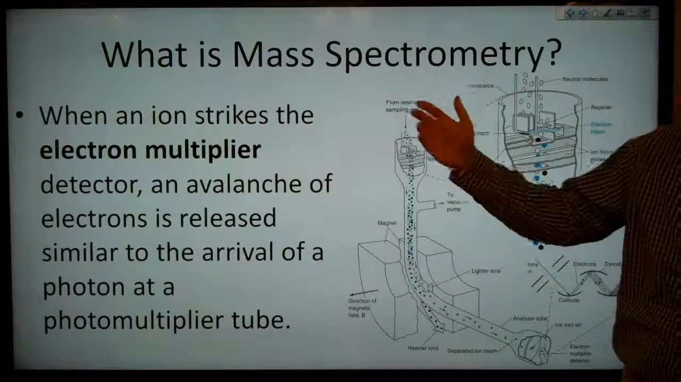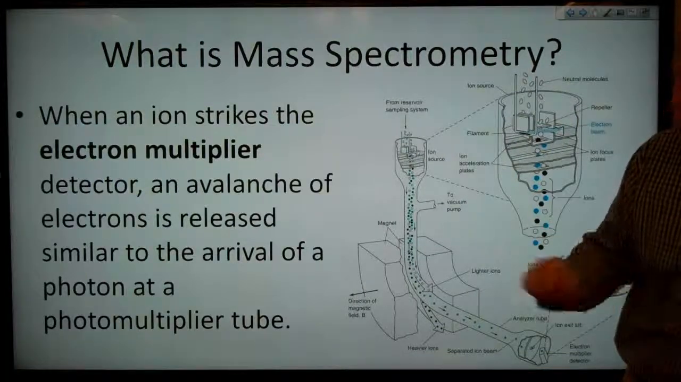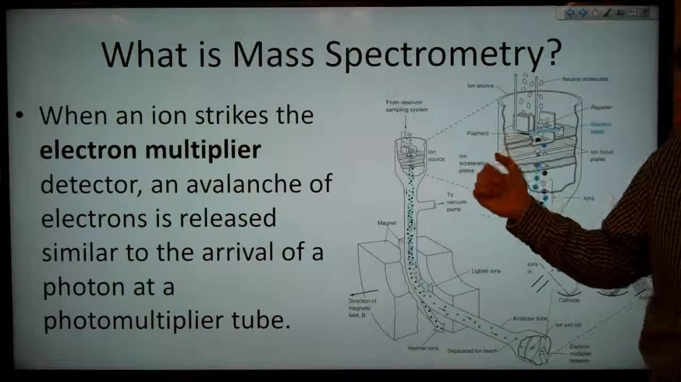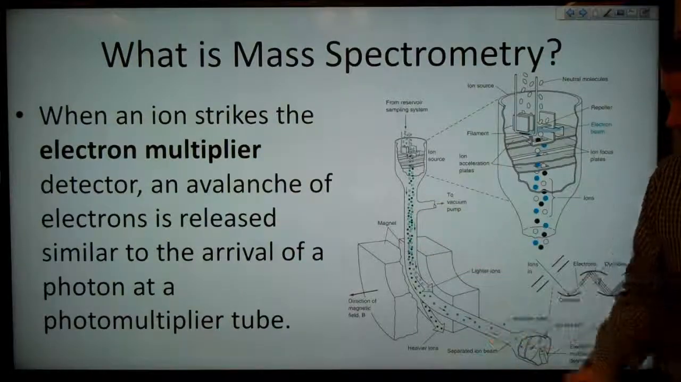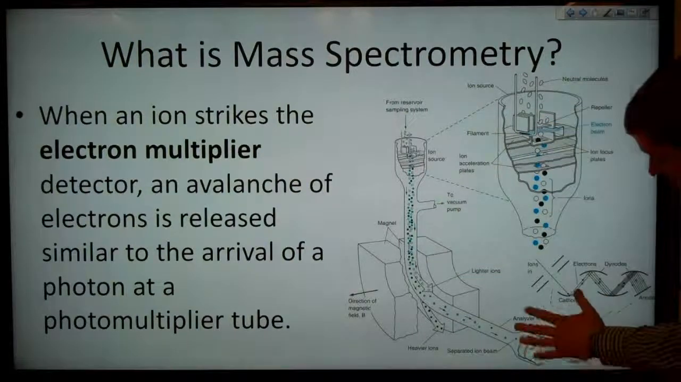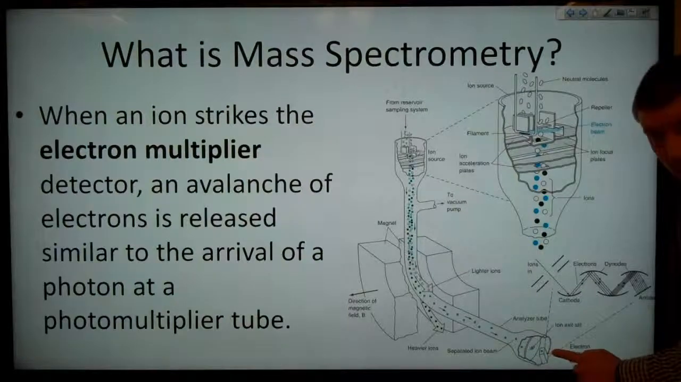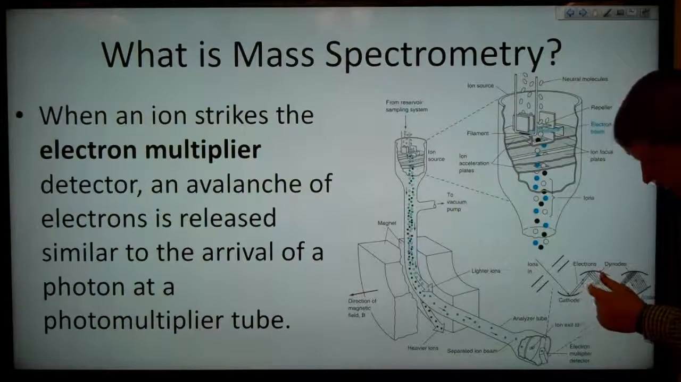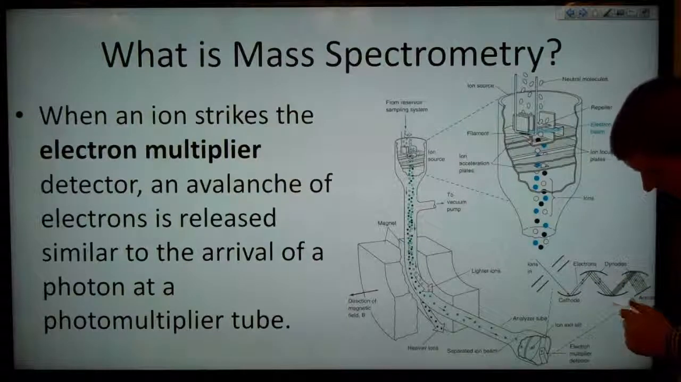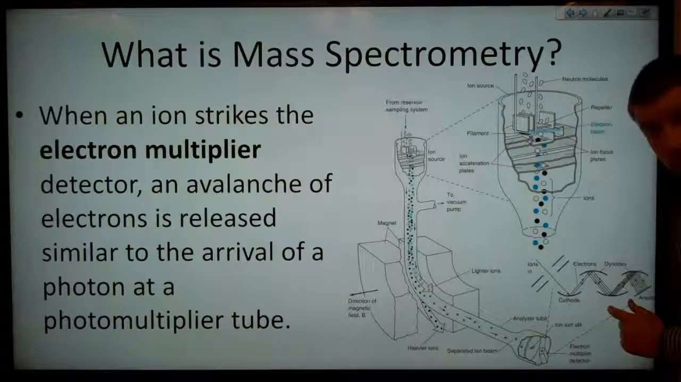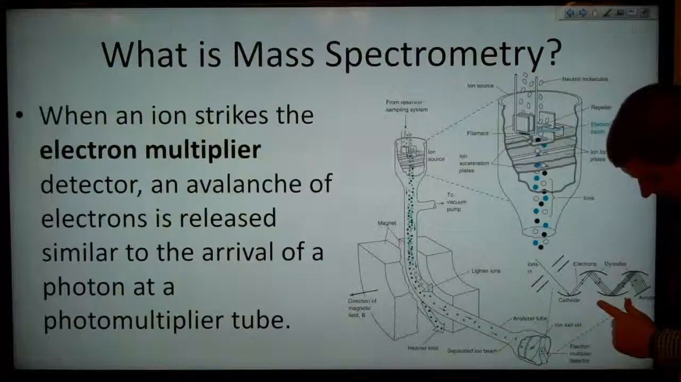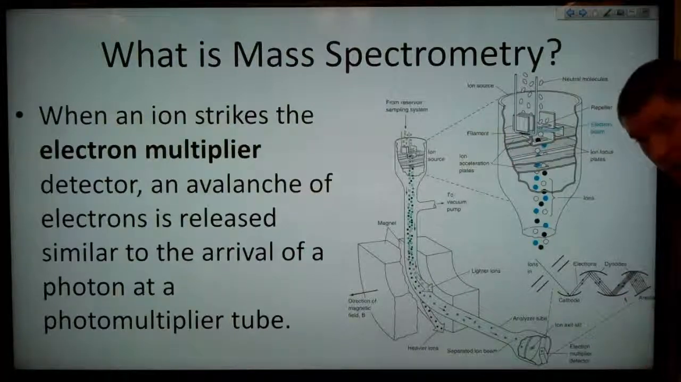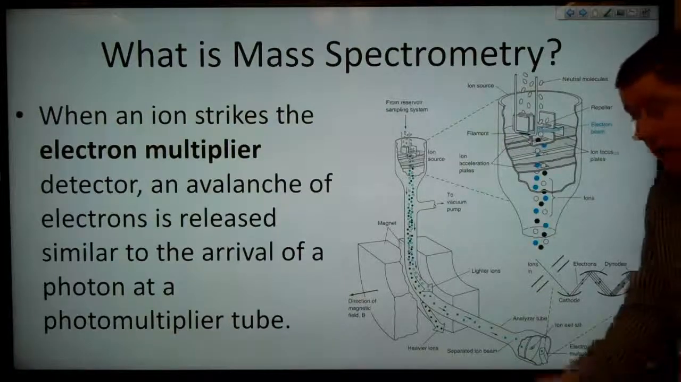When an ion strikes the electron multiplier detector, then an avalanche of electrons is released, similar to the arrival of a photon at a photomultiplier tube. So you can see down here, as we have an ion come in and strike our cathode, then some electrons are emitted. They strike a dynode. That dynode emits additional electrons. Those electrons then strike a second dynode, and so on, multiplying the signal until those electrons eventually strike an anode.